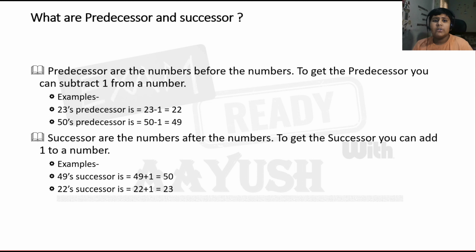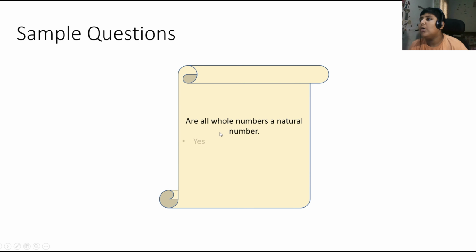Right now we have learned the different types of numbers and what predecessors and successors are. So let's do some sample questions. Are all whole numbers natural numbers? The answer is no. In whole numbers, there is an exception: the one and only digit zero, where zero is a whole number and it is not a natural number.